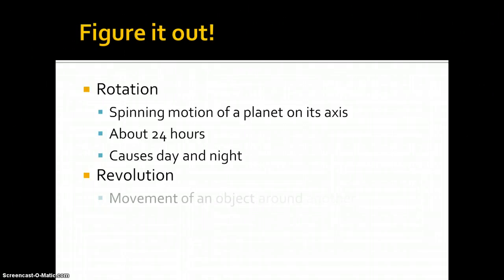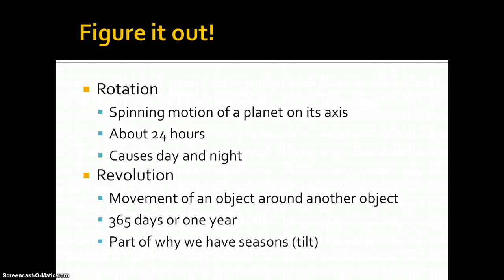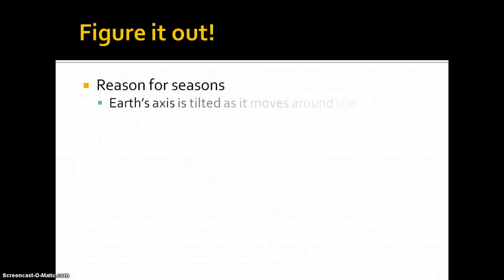Revolution, it's going to be the movement of an object around another. So you talk about the moon around the Earth around the sun. For Earth, it's going to take about 365 days. We've talked about 365 and a quarter. We have February 29th this month because it is leap year, and that's going to be one Earth year overall. It's also part of why we have seasons. So tilt gets a big part of the credit, but without the revolution, the movement around the sun, we wouldn't have seasons either. As we continue into talking about reasons for the seasons, we go right back into tilt.